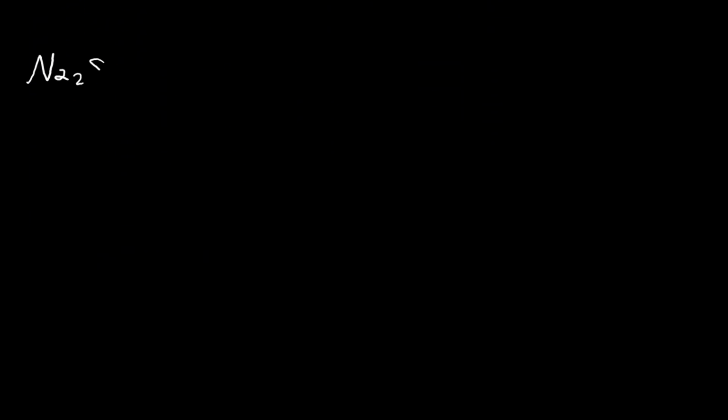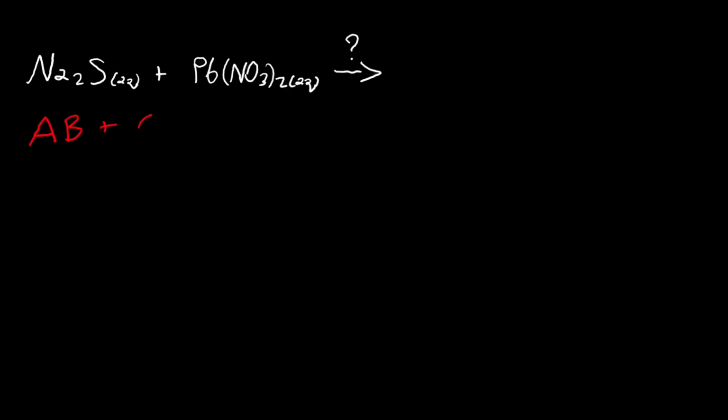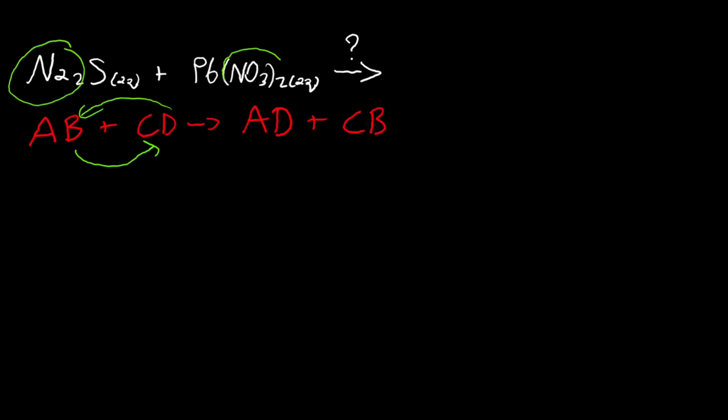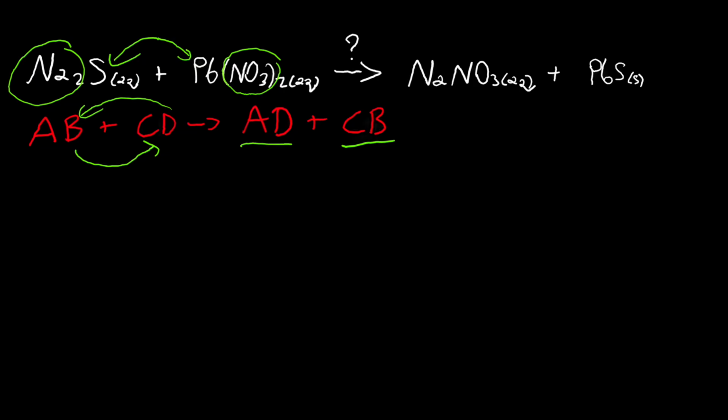Imagine we had sodium sulfide, Na2S aqueous, plus lead-2 nitrate aqueous. What would this turn into? Remember that AB plus CD turns into AD plus CB, and the nonmetals swap. If this is true, then sodium represents A and nitrate represents D to create compound AD, which would be sodium nitrate aqueous, plus compound CB, which would be lead-2 sulfide, as it's the second metal with the first metal's nonmetal, and it is solid.